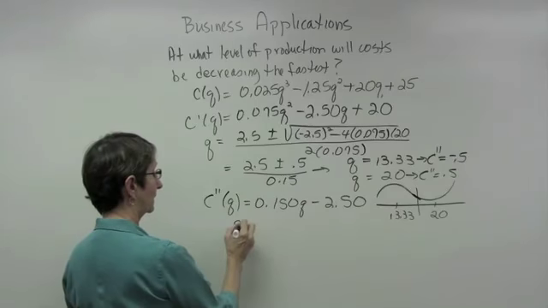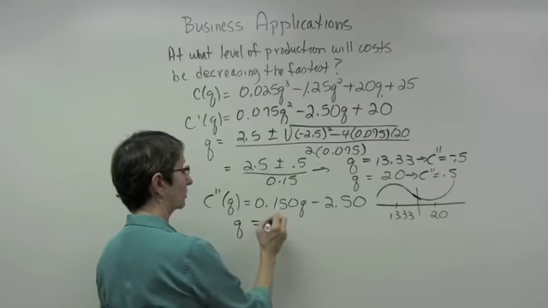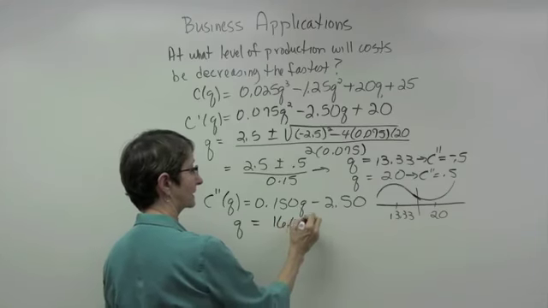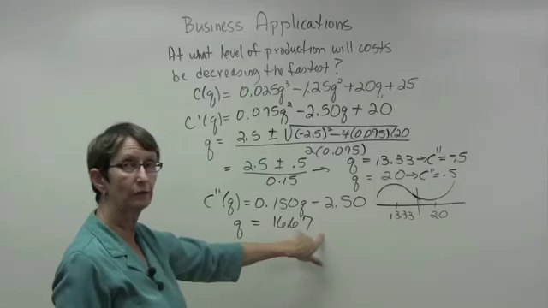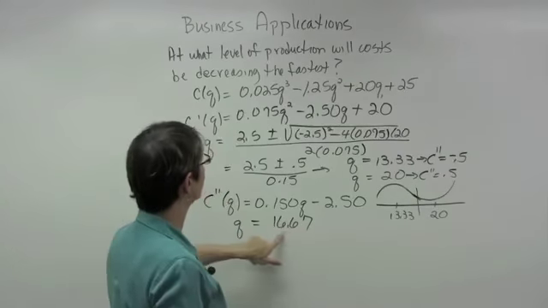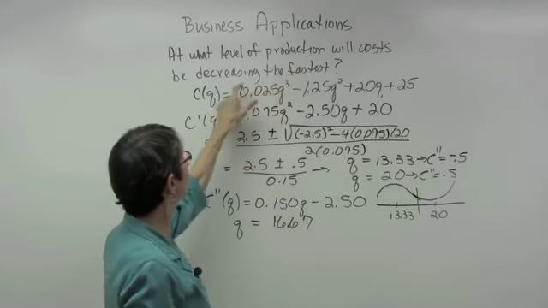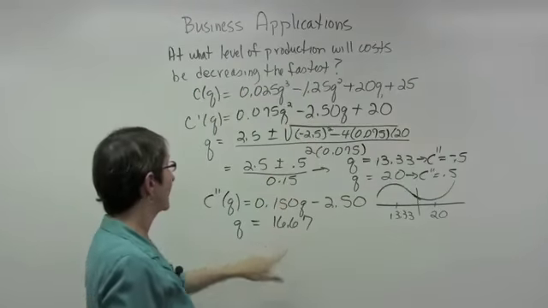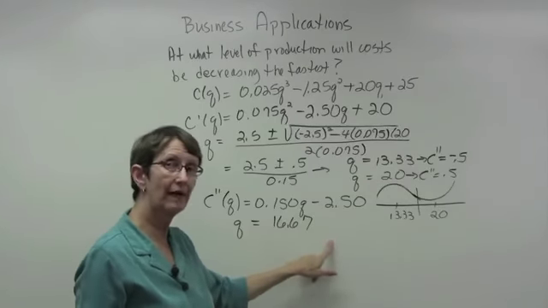If I set this equal to 0 and solve, I get q equal to 16.67. And that does make the second derivative equal to 0. That is in the middle here. So at this point, I'd have the function, the costs decreasing the fastest. Q is the level of production. So this is the number that we need.